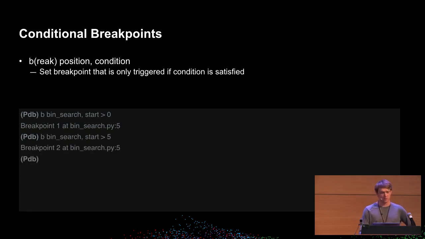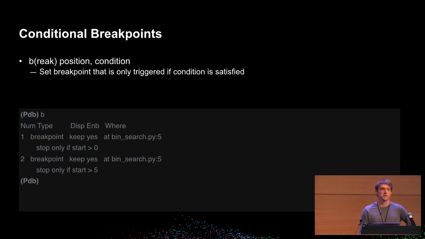What if we want to set just one condition, and we want to change the condition? We want to stop in our function binary_search. At first we say if start is greater than 0. We update that. We say, oh, I actually meant to say if start is greater than 5. Well, what's going to happen? If we type b, there's actually two separate breakpoints that have been set. Either one of them can be hit when we step into binary_search.